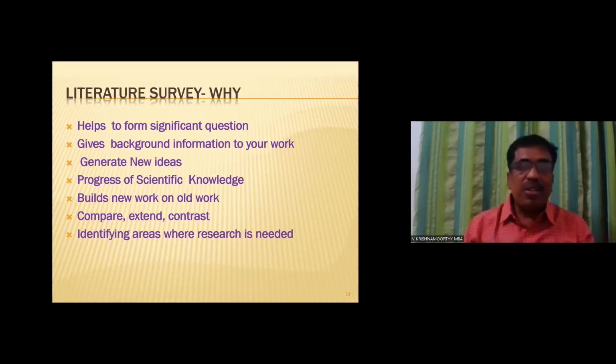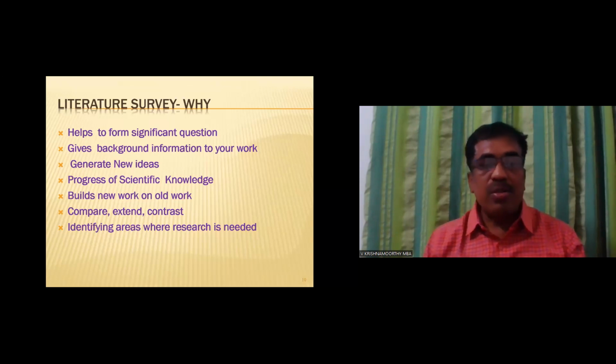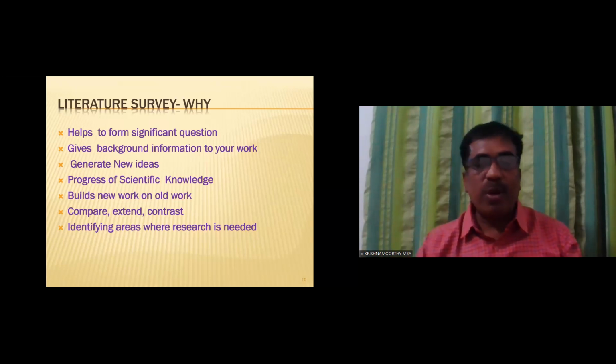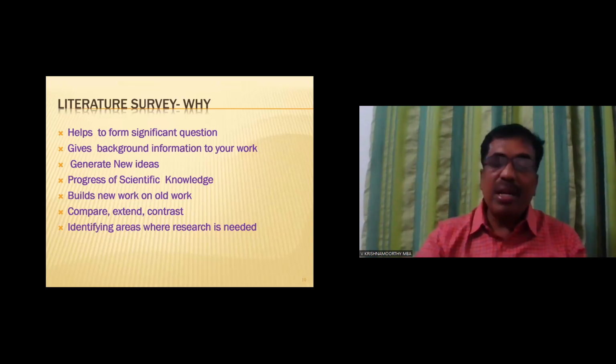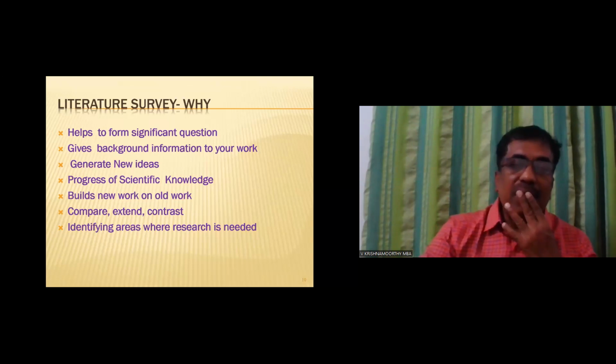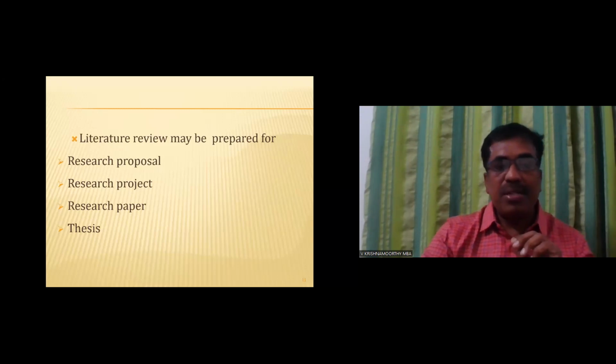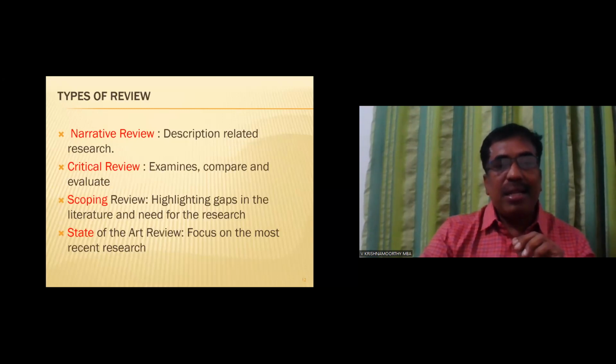Similarly, you can also generate some new ideas, and you can also progress. You can also improve the body of existing knowledge. So you can also compare, you can also contrast, and you can also identify areas where research is needed. That is the final outcome of review of literature. So literature may be prepared for a research proposal, research project, research paper, and thesis.